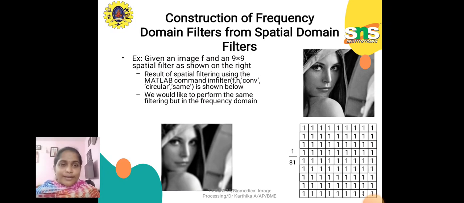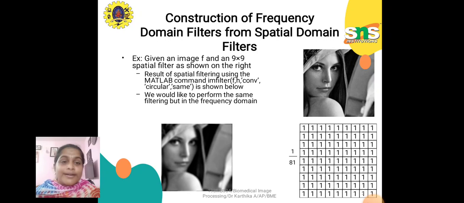How do we construct frequency domain filters from spatial domain filters? In previous videos, we discussed spatial domain filters, and in this video we are discussing frequency domain filters. For example, here I am given an image F and a 9x9 spatial filter as shown on the right. What is the result of this filter? The first one is a spatial filter using the MATLAB command imfilter, and we would like to perform the same filtering but in the frequency domain. Here we have our image.